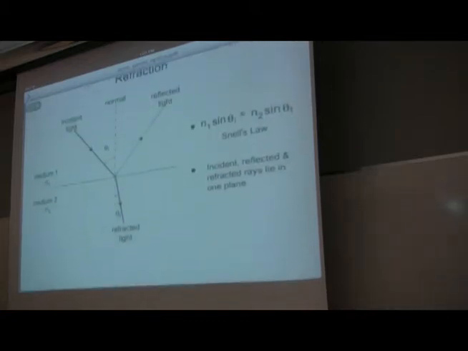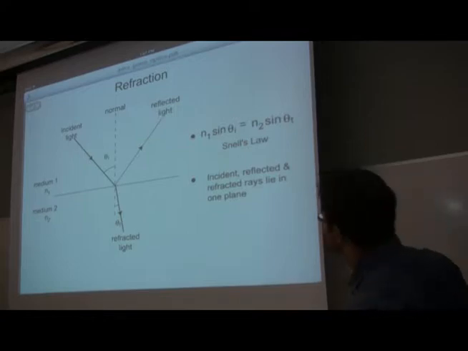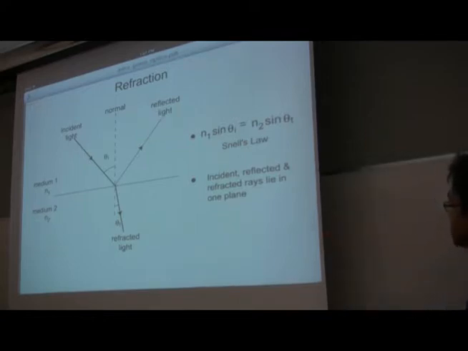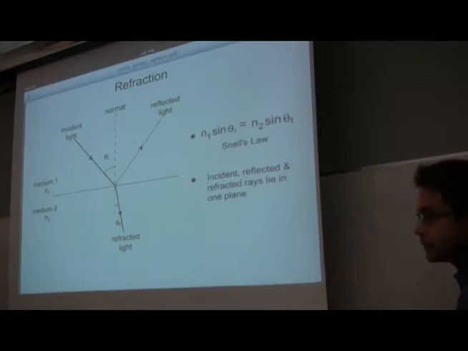The refraction is of course pretty straightforward, determined by Snell's law. So let's say you have two media, index n1, index n2, and the incident angle is theta I, refracted angle is theta t. Then Snell's law states that n1 sine theta I equals n2 sine theta t. So if light goes from a lighter medium to a denser medium, it will bend towards the normal, right? Like air to water.